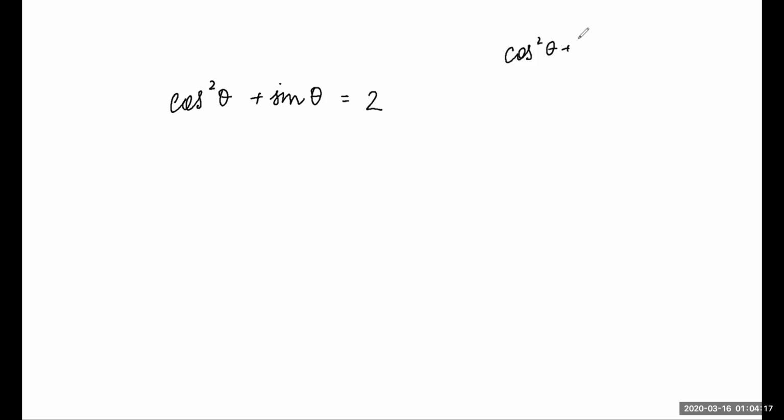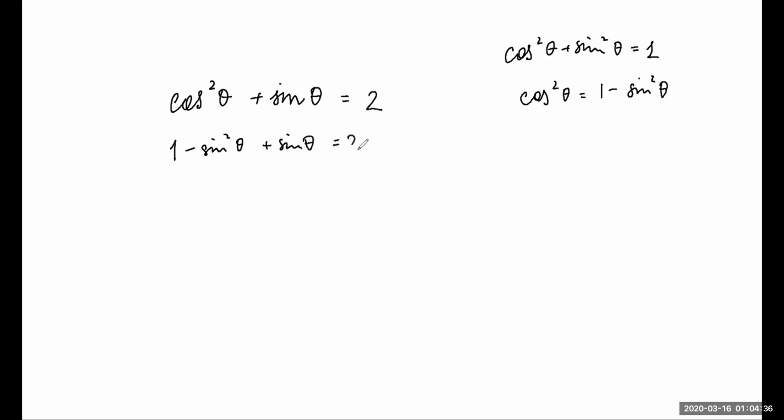Cosine square of theta plus sine square of theta equals 1, from where cosine square of theta is 1 minus sine square of theta. Let's substitute here. 1 minus sine square of theta plus sine of theta equals 2.